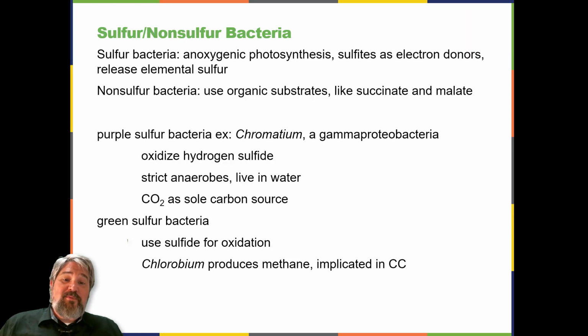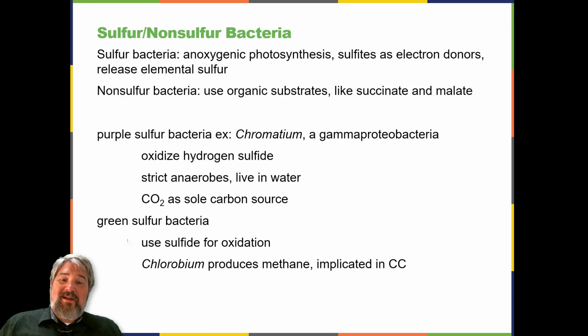The sulfur bacteria perform anoxygenic photosynthesis using sulfides as electron donors and releasing free elemental sulfur. Non-sulfur bacteria use organic substrates such as succinate and malate as donors of electrons.